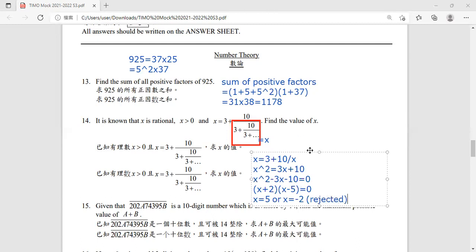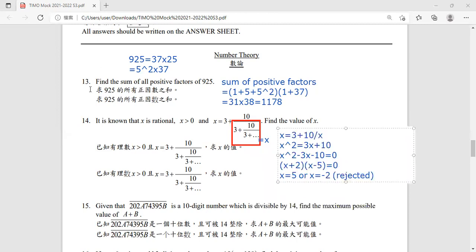It's the same. You find that it's the same as the question before. Nothing special. Okay.